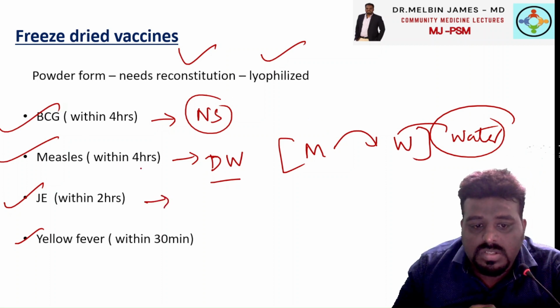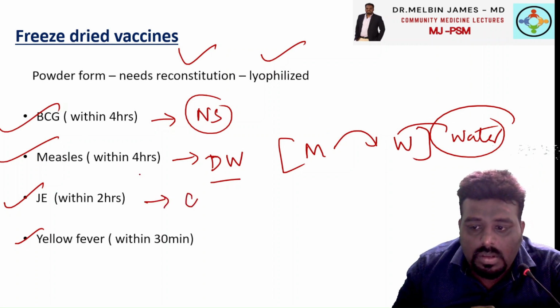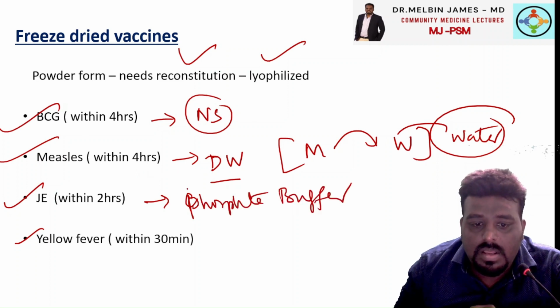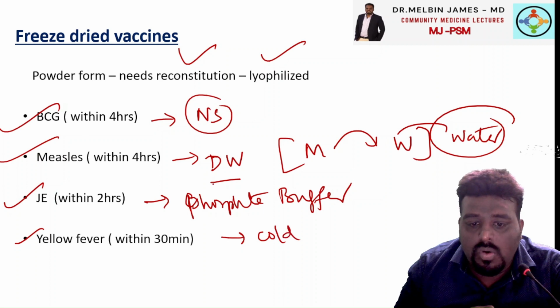For JE we use phosphate buffer, and for yellow fever we use cold physiological saline.